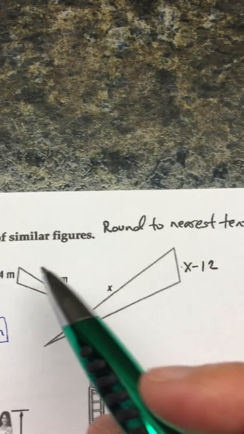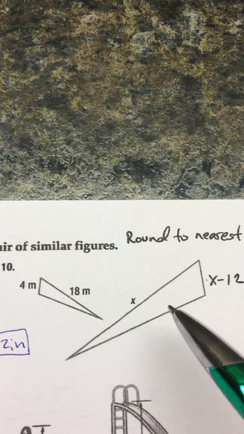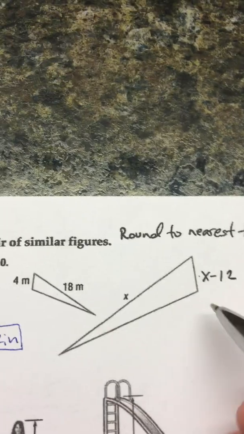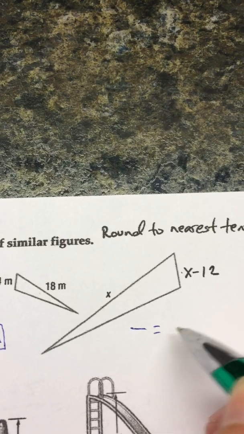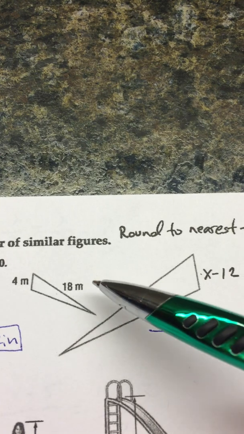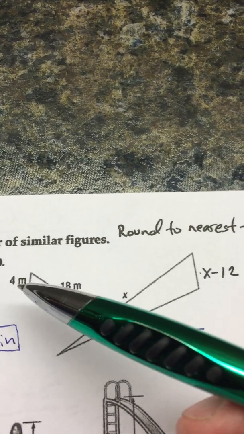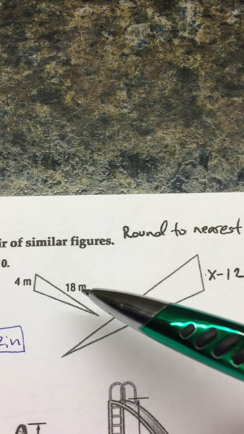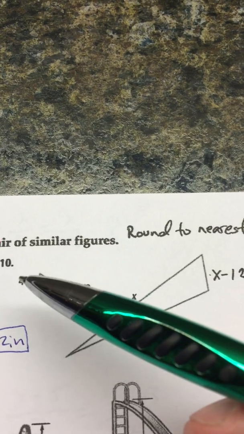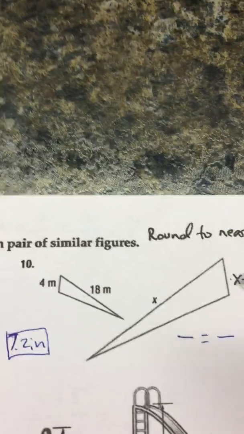Since I don't have corresponding sides with numbers on both of them, I can't find the scale factor. So instead, this time you have to set up a proportion, where one fraction equals another fraction. For the first fraction, you could go 4 over 18, and then x minus 12 over x. Or you could do 4 over x minus 12 is equal to 18 over x. You could have done 18 over 4 is equal to x over that piece. So as long as you're consistent with which pieces you put where.